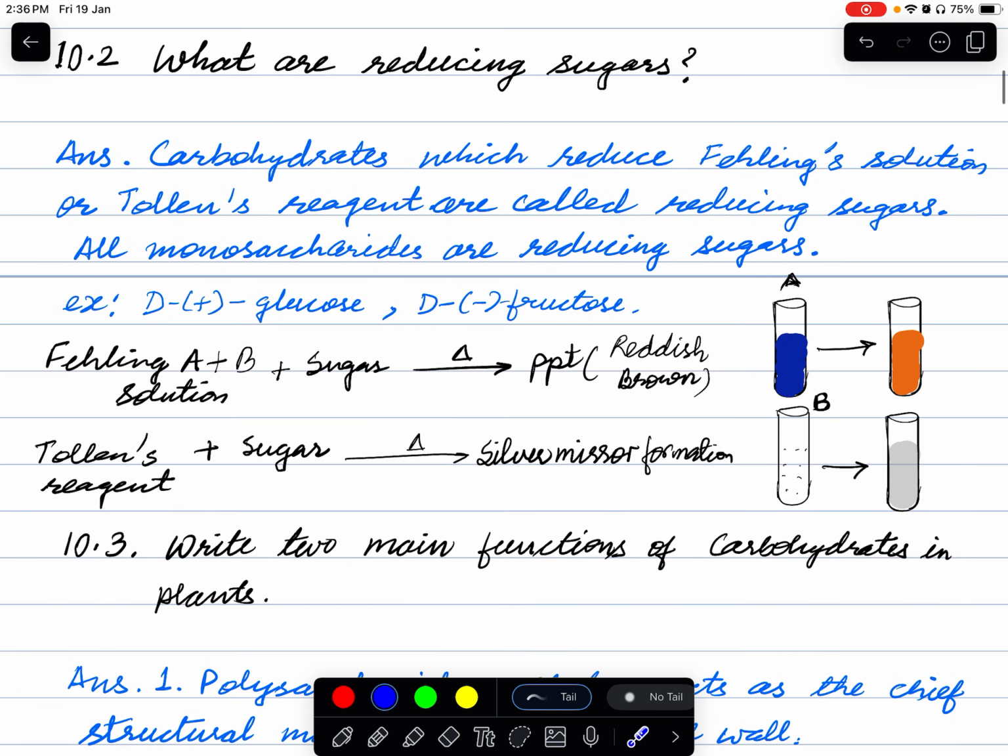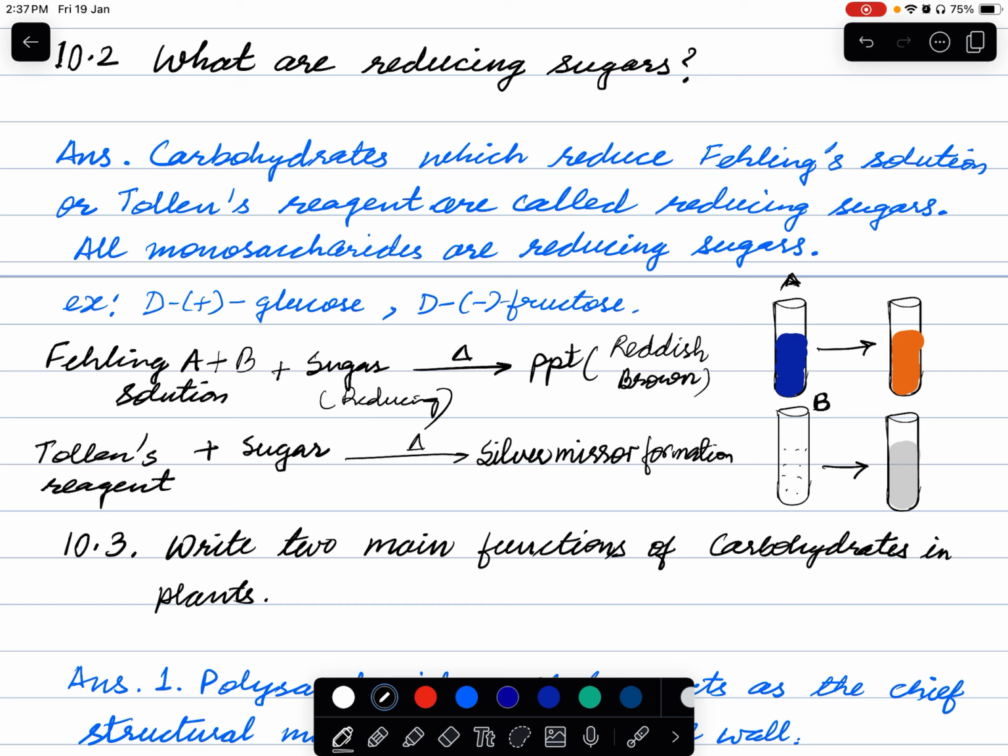Now we will see that in the lab, if we are doing this test for reducing sugar, how we will identify whether our given sample of sugar is reducing or non-reducing. So first one, we are treating sugar with Fehling solution. In the lab, Fehling solution is in the form of Fehling's A and B. So first we have to mix these two solutions, then we have to treat it with the sugar solution, and after heating in a water bath, we will be getting a reddish brown precipitate if your sugar is reducing.